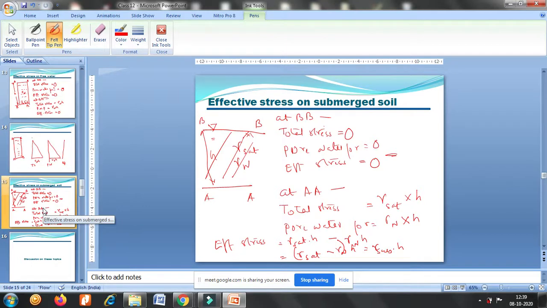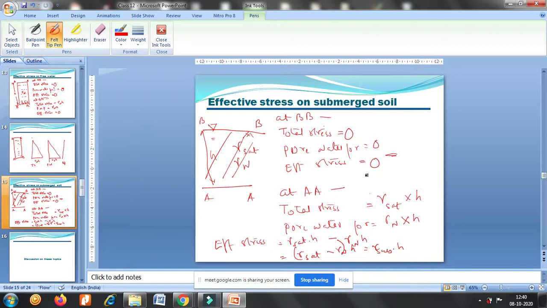Gamma saturated. When you say gamma saturated, what is it actually? It is the saturated mass of the soil. Saturated mass means the mass of the water and the mass of the soil grain together. So it is called the saturated weight of the soil. What is the saturated weight? It is the weight of the soil grain and the weight of the water together. So gamma saturated means the saturated weight of the soil.